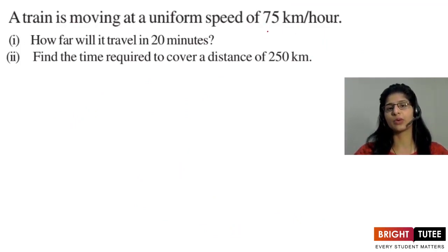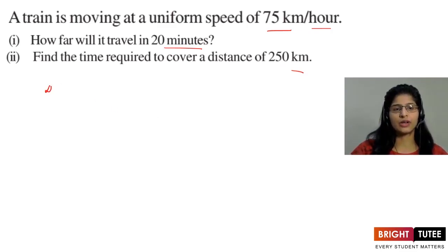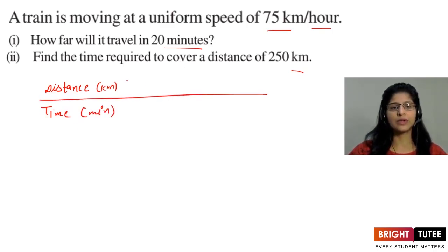If you see here, they're asking, there is a train and it is moving at a uniform speed of 75 kilometer per hour. Okay, but in the question, kilometer is there, but the time is there for minutes, so we'll also write into minutes. So we'll form a table. Distance we will write, that is in kilometer, and time we will write, that is in minutes. Now we have been given that when the distance is 75 kilometer, the time taken is 60 minutes.